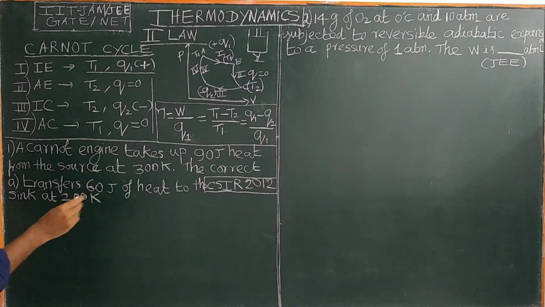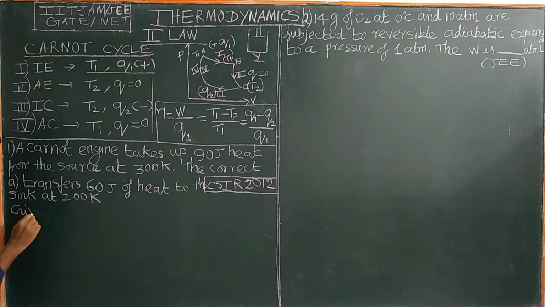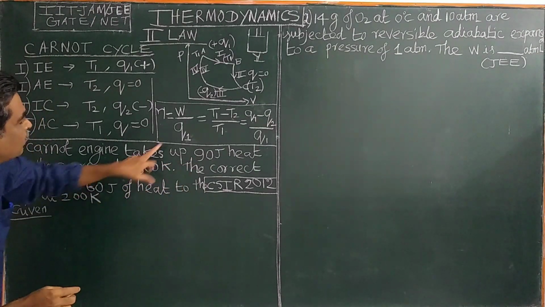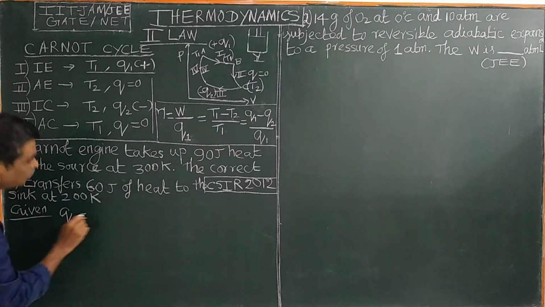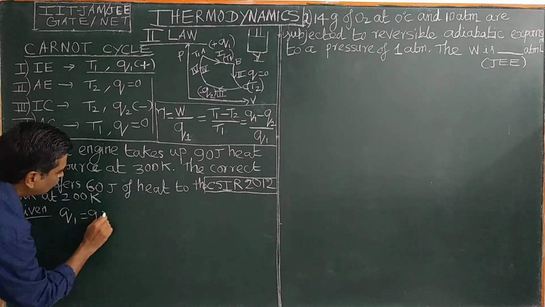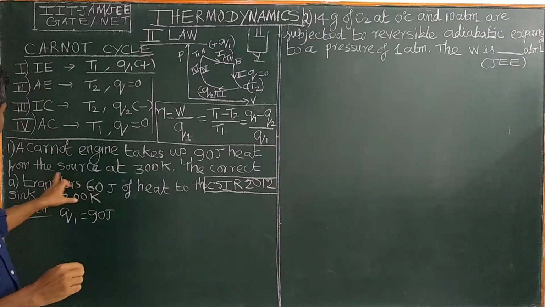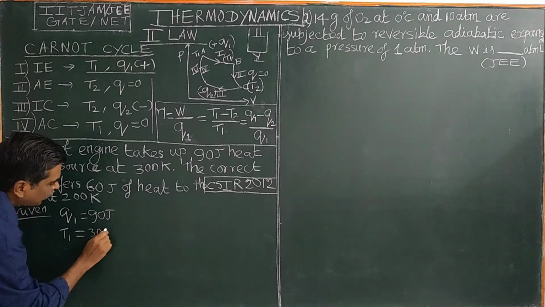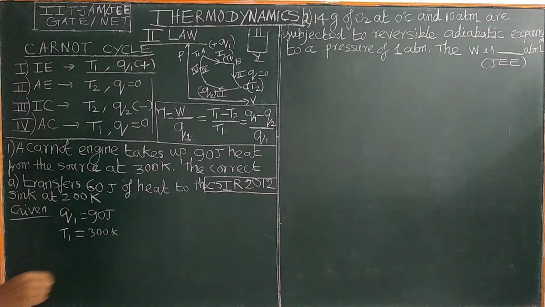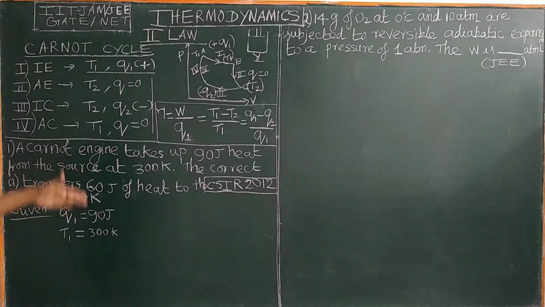Okay, now let us understand this. First, let us write the given. So, this is the source. What is the source? Q1. So Q1, the heat supplied by the source, is 90 joule. And then the temperature of the source is known. We are given 300 Kelvin. Next, they have given four statements.